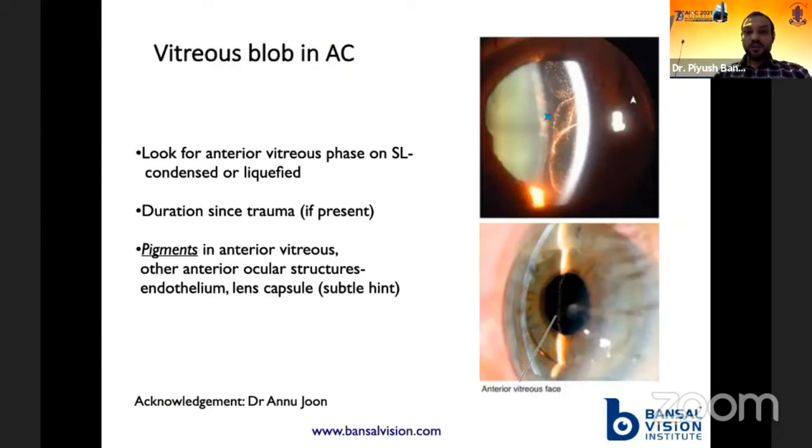Now, if there is a vitreous blob in the AC, how do you essentially look at that? So you look for the anterior vitreous phase on the slit lamp. You make a thin slit beam, and you might also be able to make out pigments in the anterior vitreous and on the other anterior ocular structures, such as the endothelium or even the lens capsule. So that can give an idea that there is vitreous over there.